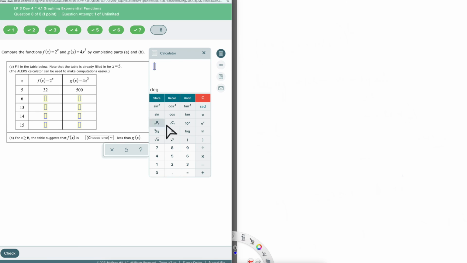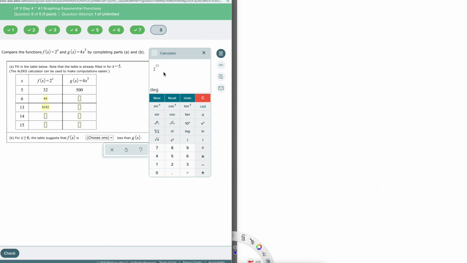So we have 2 to the 32. Sorry, nope. It was to the 5th power. 2 to the 5th power is 32. So let's go 2 to the 6th power. We get 64. And then we have 2 to the 13th power, and that's 8,192.